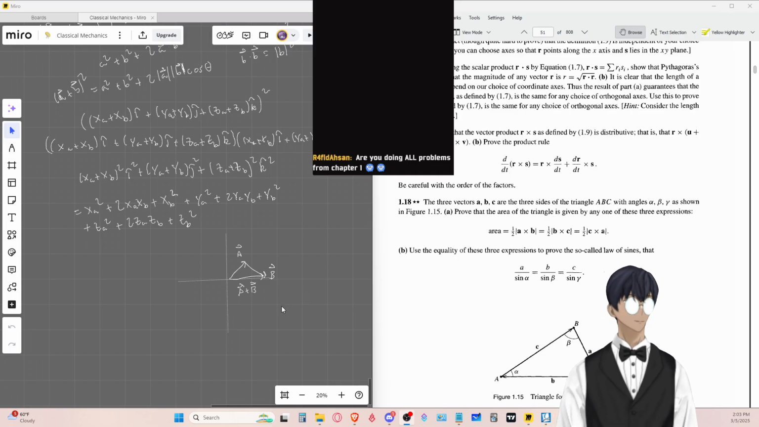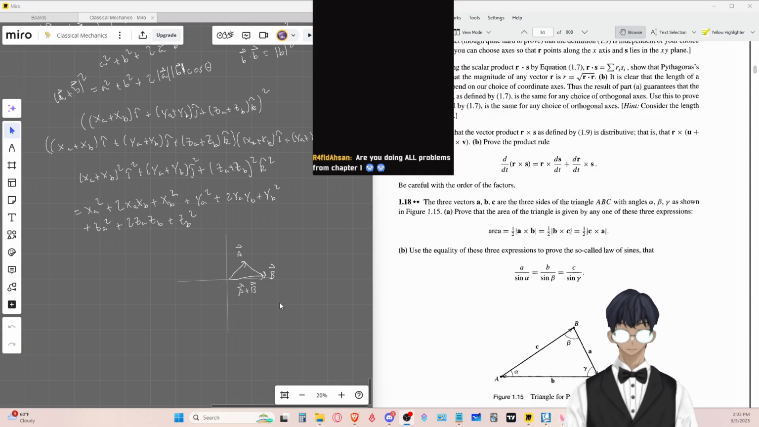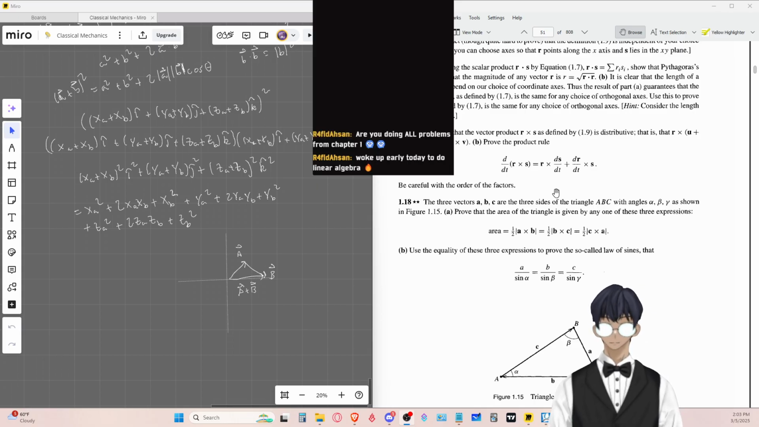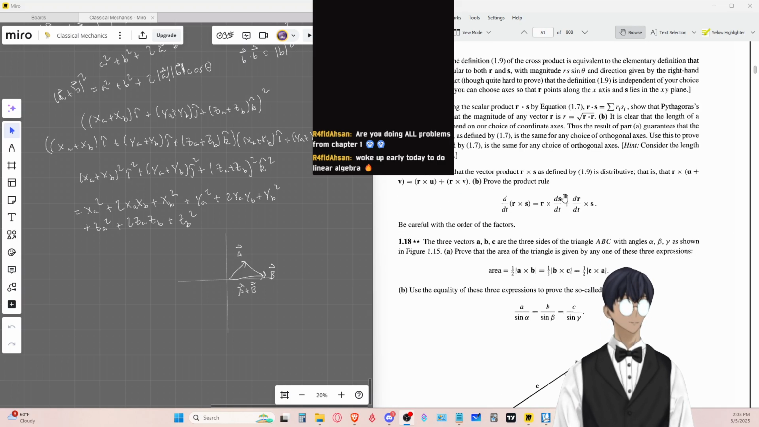But let's just get started, shall we? Oh, here's an interesting problem. Prove that the vector product is distributive. That is... Prove that the cross product... Okay. So I guess 17 seems to be an interesting problem.